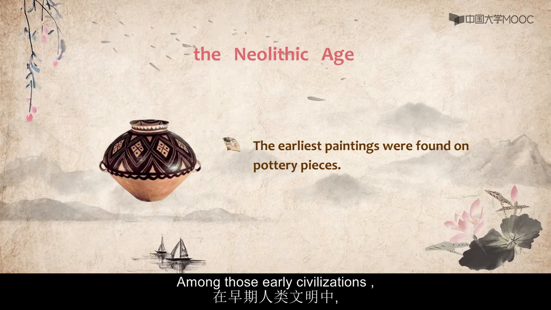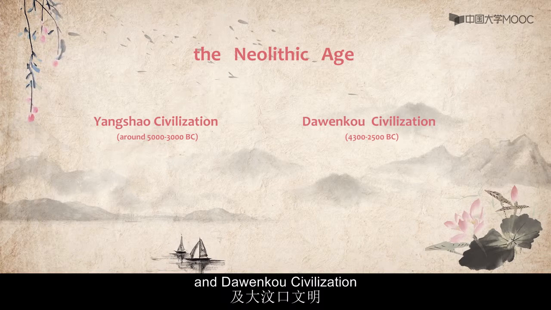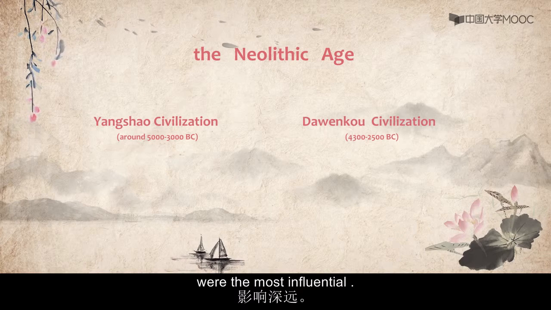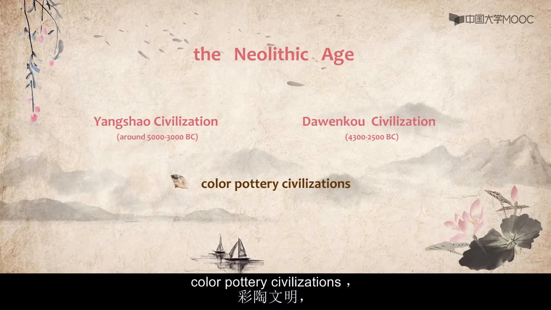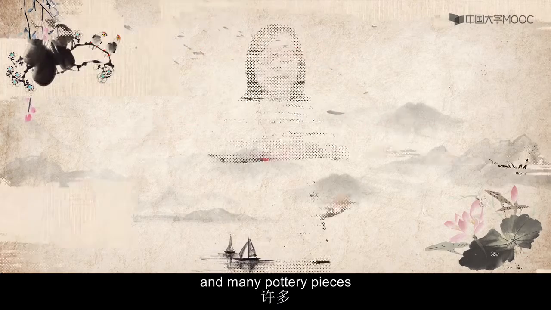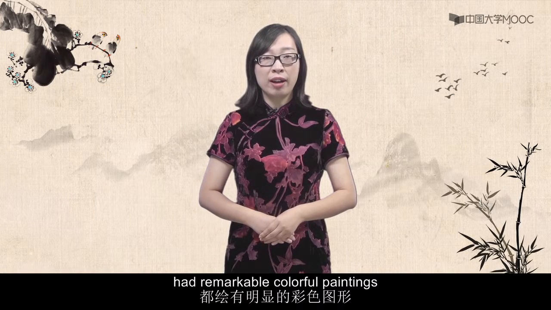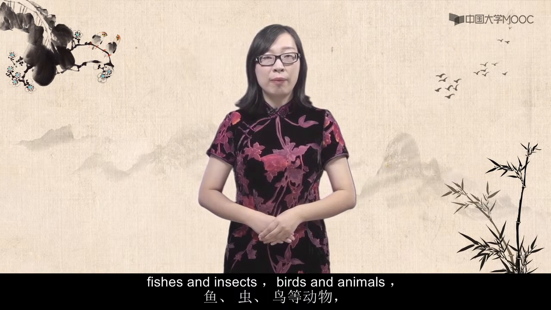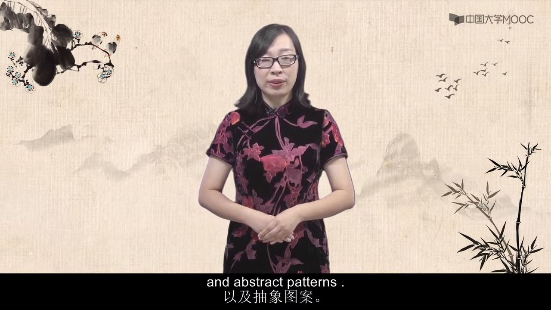Among those early civilizations, the Yangshao civilization and the Dawenkou civilization in the late period of the Neolithic age were the most influential. Collectively, they are called color pottery civilizations, and the many pottery pieces unearthed from the sites concerned had remarkable colorful paintings and patterns, including human figures, fishes and insects, birds and animals, flowers and plants, and abstract patterns.